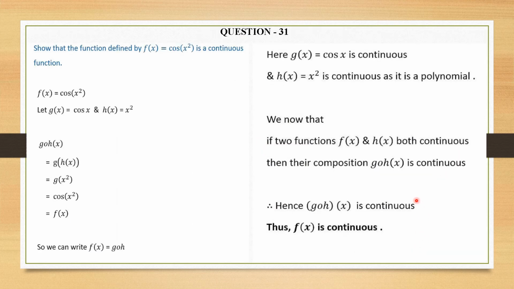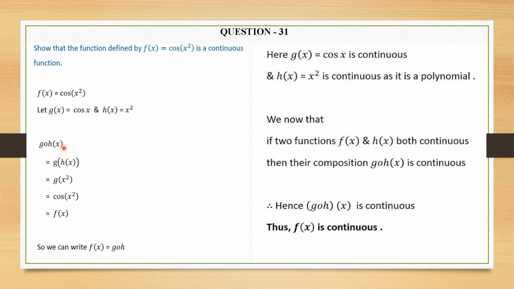Okay. Question number 31. Now you know that the composition of two continuous functions is also continuous. So let us see. Show that the function defined by f(x) equal to cos x square is a continuous function. Now you know that this is not a simple function, it's a composite function. Now let us see how it is a composite function. Let g(x) is equal to cos x. Okay, this is the combination of two functions, one the trigonometric cos and other the polynomial, quadratic polynomial x square. So g(x) is cos x and h(x) is x square.